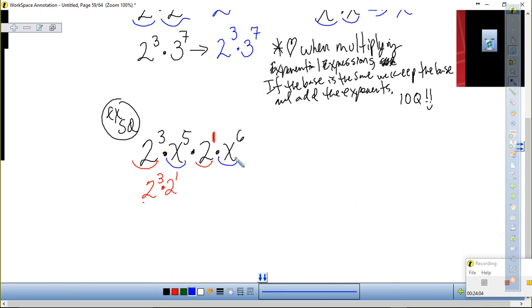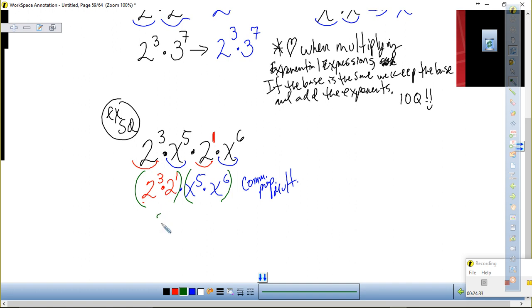Are these the same base? Times x to the fifth times x to the sixth. Did I move stuff around? Tell your neighbor what property that is. That is correct. Commutative property of multiplication. That is correct. Now, after that, since we're not done simplifying, look what I'm going to do.